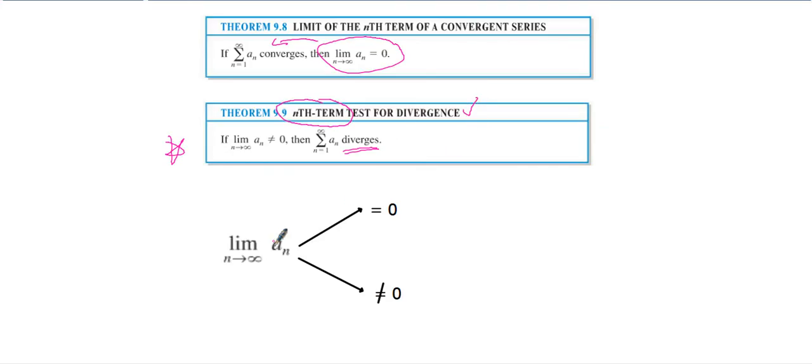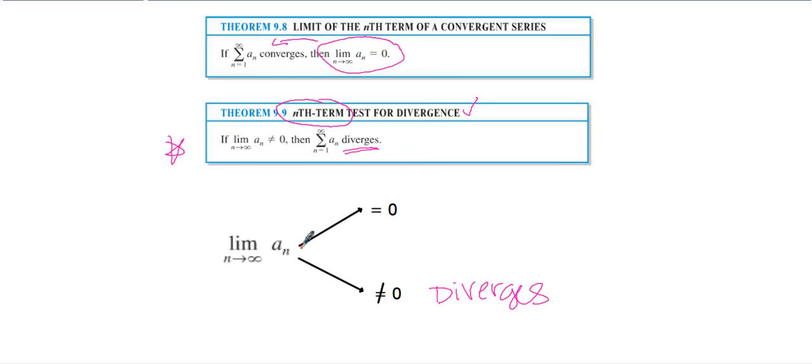So here's what we're saying. We find the limit of the nth term as n approaches infinity, and it doesn't equal 0. It equals some other number, or it doesn't exist, or it approaches infinity, anything else. If this is true, it tells us for certain that the series diverges.